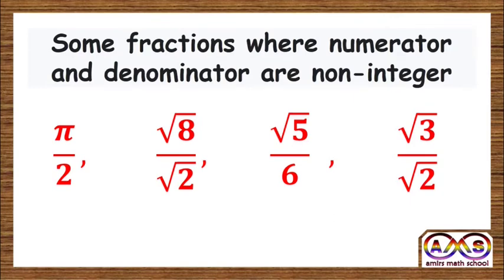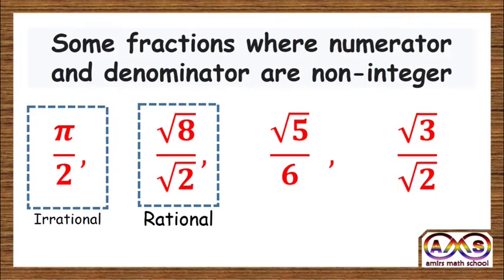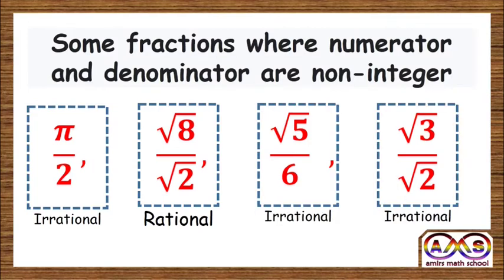Now let's see in which case the numerator and the denominator are non-integers but the fraction is still rational. This one, the second case, square root of 8 divided by square root of 2. Here the numerator and the denominator are both non-integers but the fraction is still a rational fraction, or we can say this one is a rational number. Other than this one, the other fractions are irrational fractions, or we can say irrational numbers.